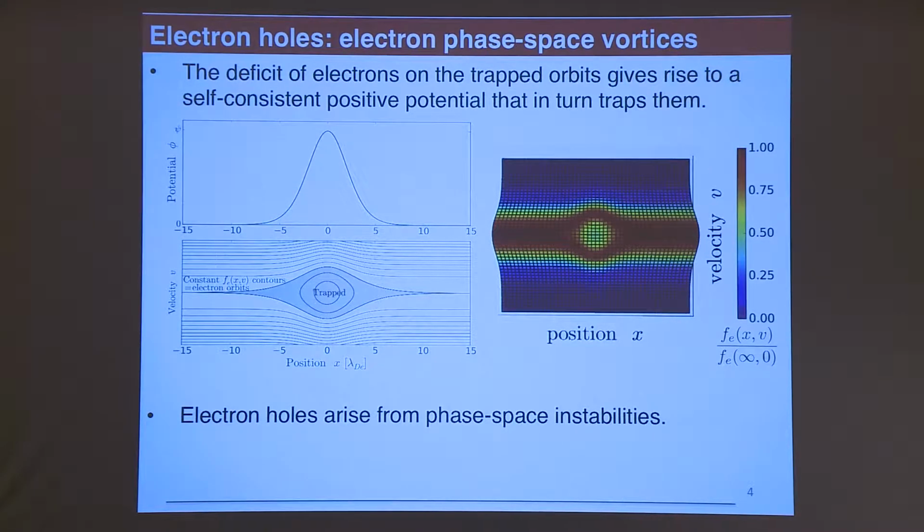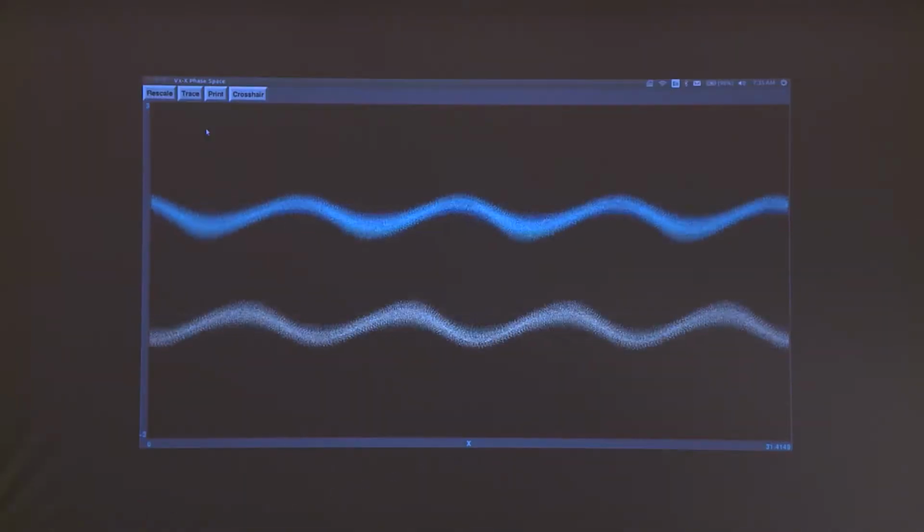The reason why this is relevant in a collisionless plasma is because this distribution is highly non-Maxwellian. If you look at it, there's a dip in the middle, and in a collisional system, it will relax to a Maxwellian. But in a collisionless plasma, this structure will exist for a long time. It's a very robust structure. And electron holes can arise from phase space instabilities. Here I'm going to show you a video of electron hole formation.